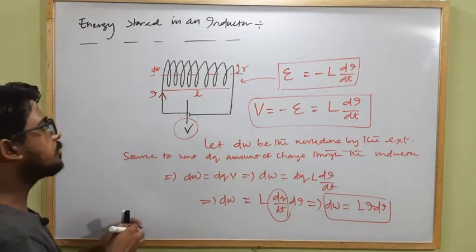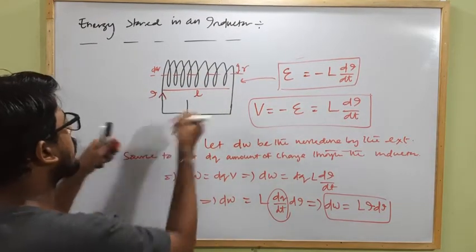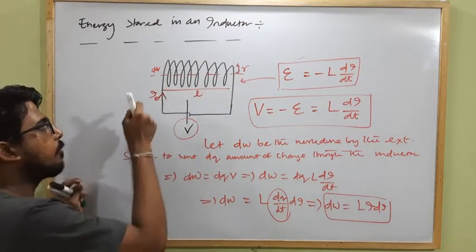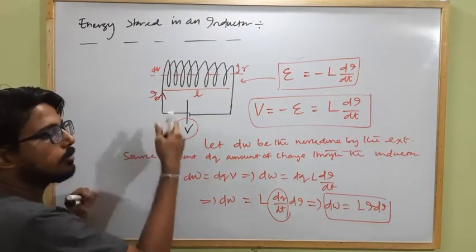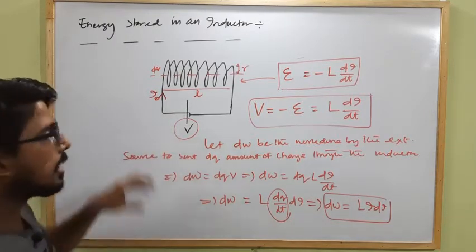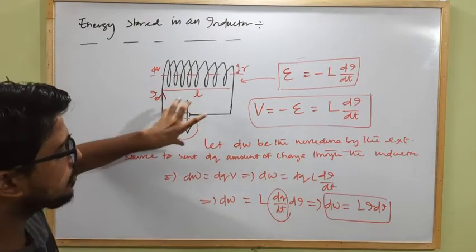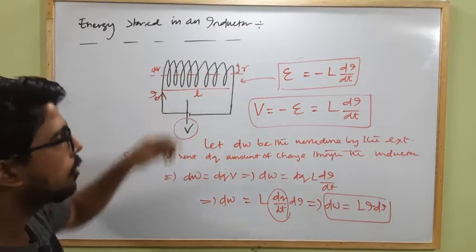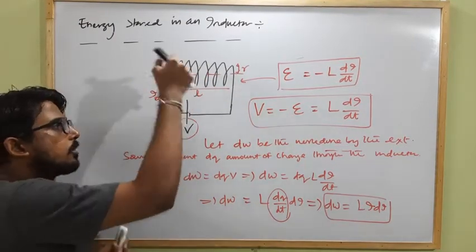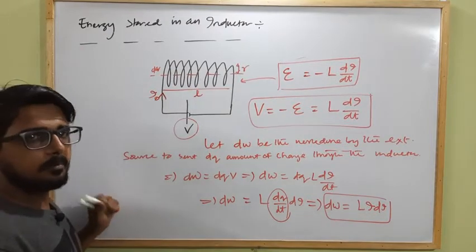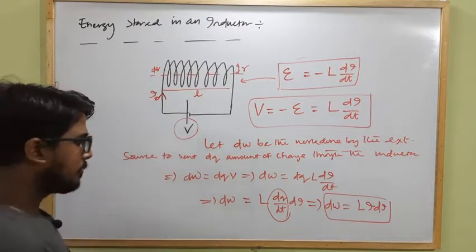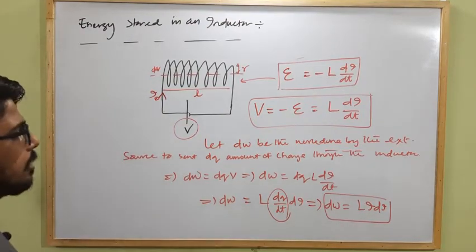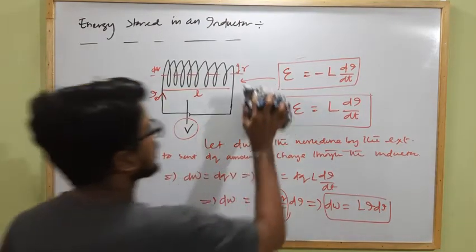This is the maximum current I naught which is flowing through this inductor. By flowing I naught amount of current, I have to do the maximum amount of work, and that amount of work done by this external source to send I naught amount of current through this inductor will be stored within this inductor as magnetic energy. Clear? So now we can calculate the total amount of work done by sending I naught amount of current.